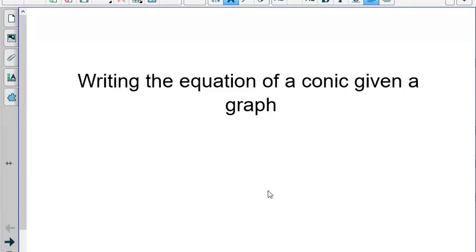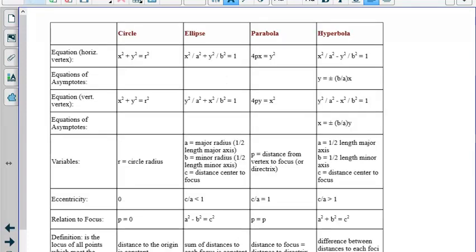This lesson is on writing the equation of a conic given a graph. Quickly, I'll just put this on the screen. This is a summary of a lot of the things that you learned from the first few lectures of this series. One of the things that isn't on this chart is any sort of shift horizontally or vertically.